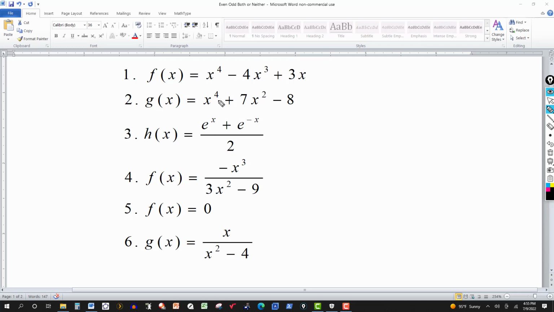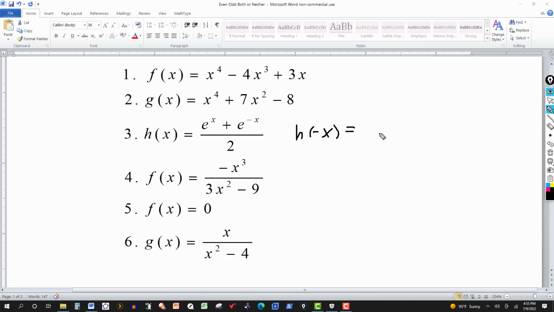Okay, that's for polynomials. The next one's not a polynomial. So that's not going to work in this one. So in this one is h of minus x. Again, we evaluate the function at minus x. If you get h of x back, then it's even. If you get the opposite of h of x, then it's odd. Otherwise, it's neither. So let's put a minus x where the x is.